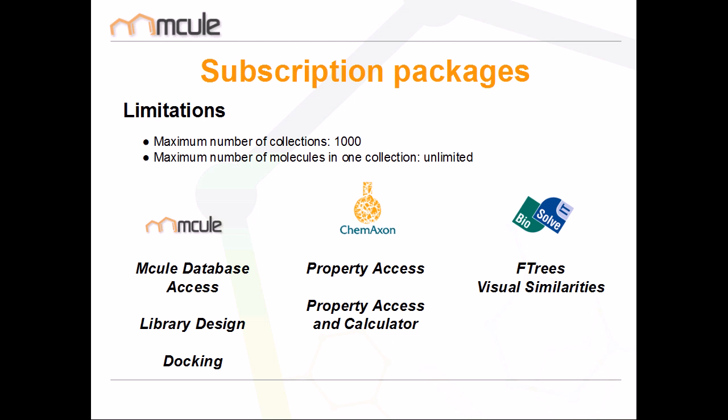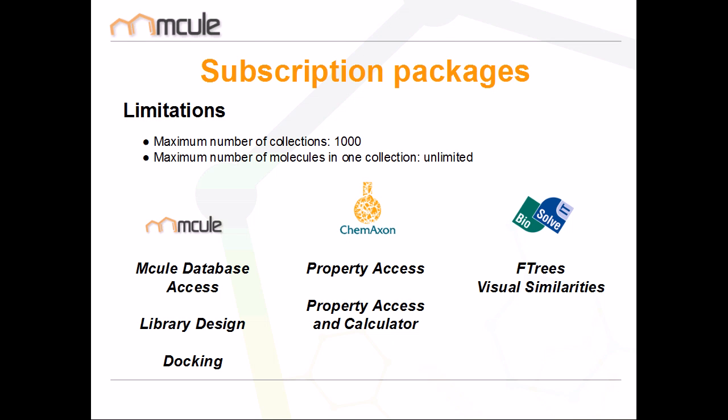All right, so let's just go through the packages. We have an Mcule database access package, which gives you access to the Mcule database containing all supplier information: supplier names, IDs, availability, price data, quality data, quality control, and purity. You can download the whole database if you like, or a subset, including all these data. This is basically what it is about.